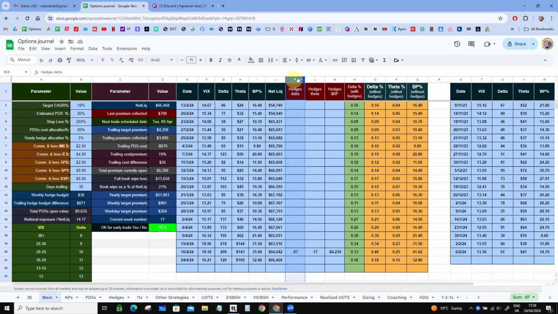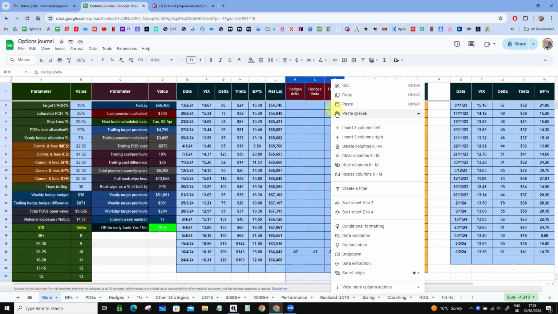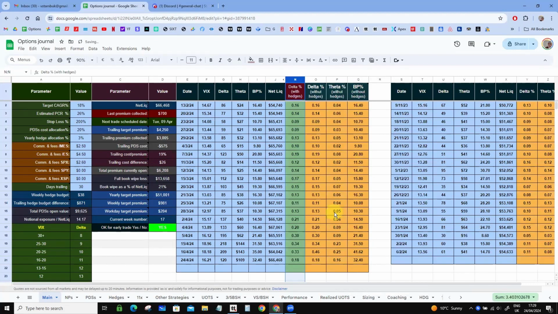Let's remove these extra tabs here, if somebody wants to keep the hedges and the metrics for hedges separate from the regular trades, so they would be automatically taken out if you use this. But let's just hide it here, so it's not, where is it? Hide columns, yeah, right there.